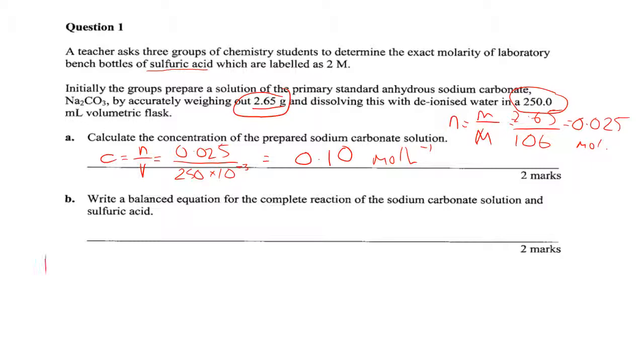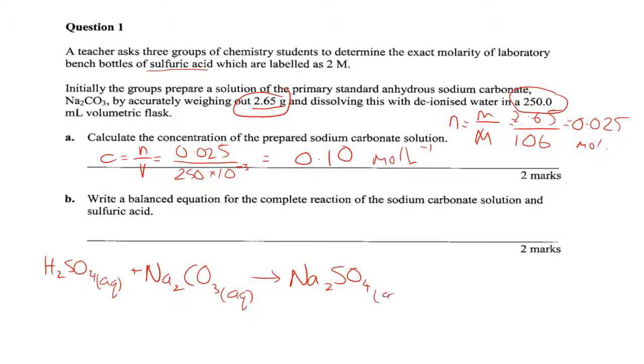So sulfuric acid, H2SO4. Now our states are always essential in these. It's assumed that you're going to get them right. It's in solution, so it's aqueous. Plus sodium carbonate, Na2CO3, also aqueous in this case. Then we get our salt. The salt is just going to be sodium sulfate, so Na2SO4. That will also be aqueous because all sodium compounds are aqueous, plus carbon dioxide as a gas, plus water as a liquid.